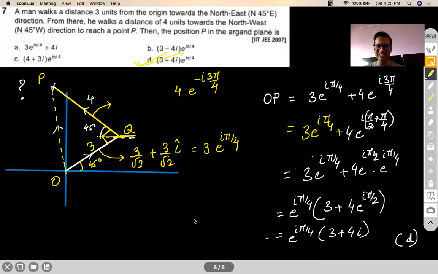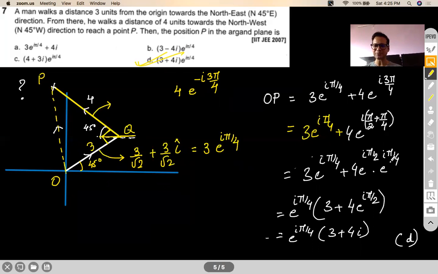Anurag, I changed it. It was i 3 pi by 4. 3 pi by 4, I broke it up as pi by 2 plus pi by 4. This I again broke it up as e to the power i pi by 2 times e to the power i pi by 4. e to the power i pi by 2 is i, okay, and e to the power i pi by 4 I've already taken common, and this is what I end up getting.